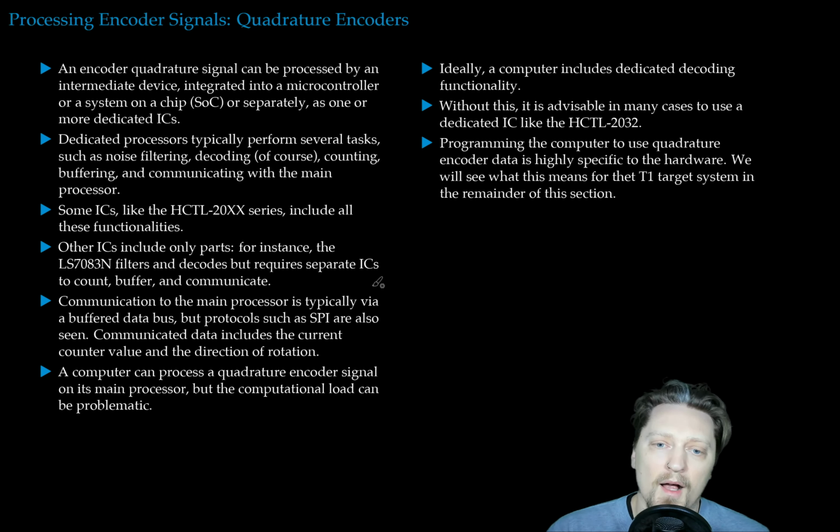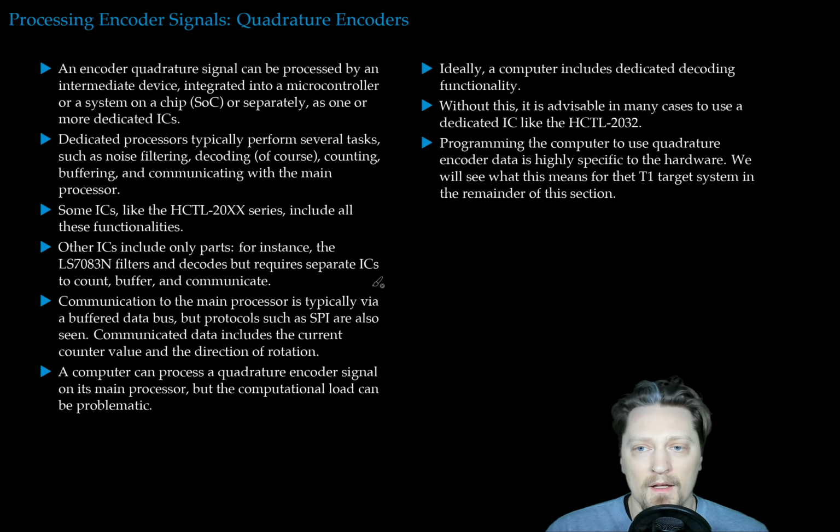Communication to the main processor is typically via a buffered data bus, but protocols such as SPI are also seen. Communicated data includes the current counter value and the direction of rotation. A computer can process a quadrature encoder signal on its main processor, but the computational load can be problematic. Ideally, a computer includes dedicated decoding functionality.